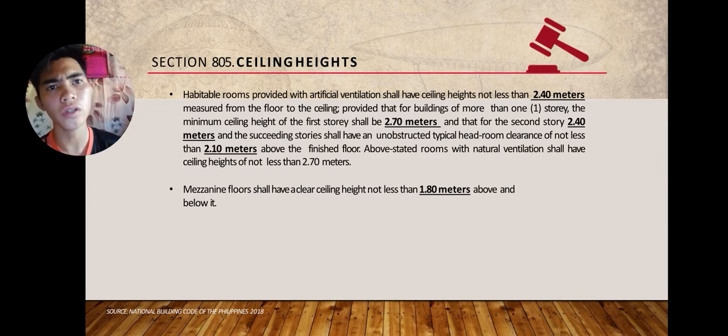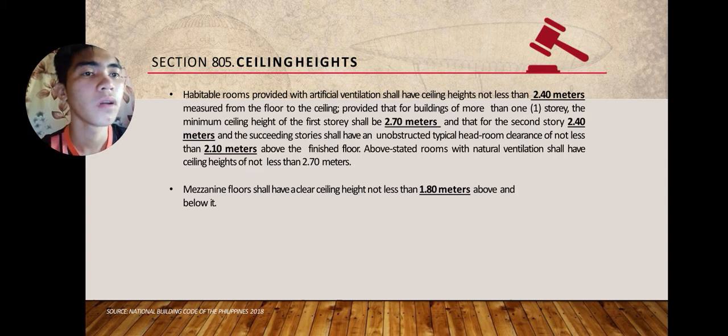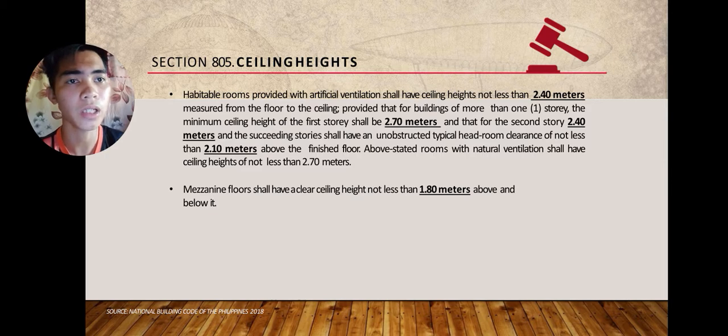So next, section 805, ceiling heights. So, habitable rooms provided with artificial ventilation shall have ceiling heights not less than 2.40 meters measured from the floor to the ceiling, provided the buildings are not more than 1 story. The minimum ceiling height of the first story shall be 2.70 meters. So mao na siya minimum heights, di ba? And for the second story, 2.40. So, kailangan minimum 2.40. Ang first kay 2.70.